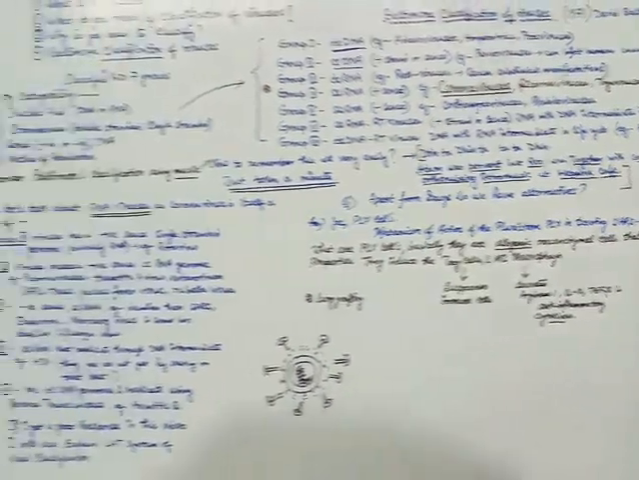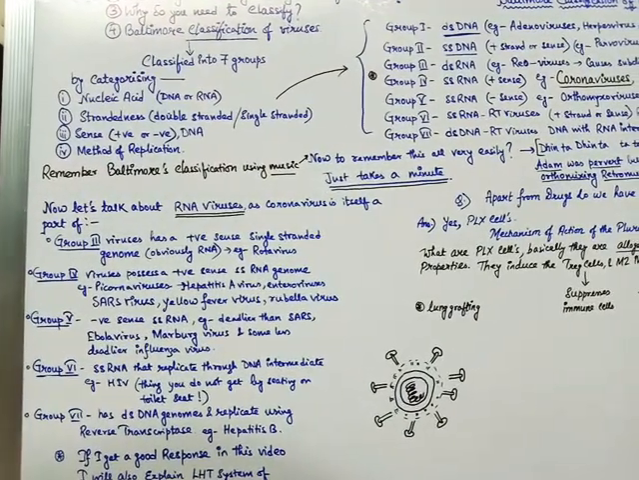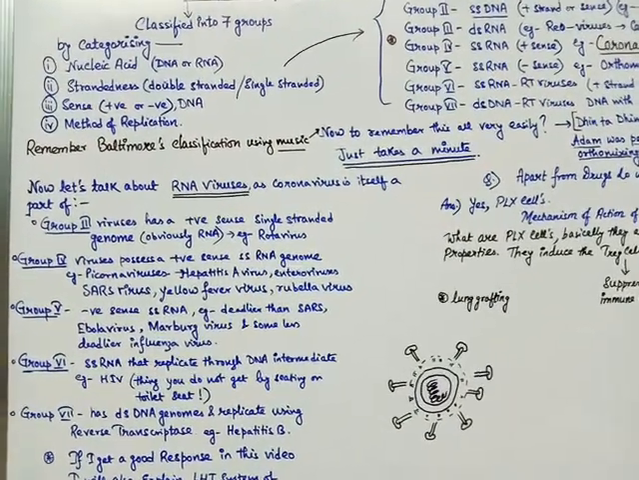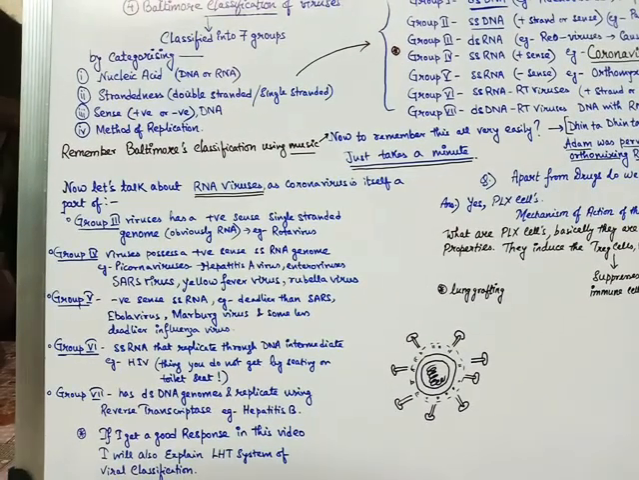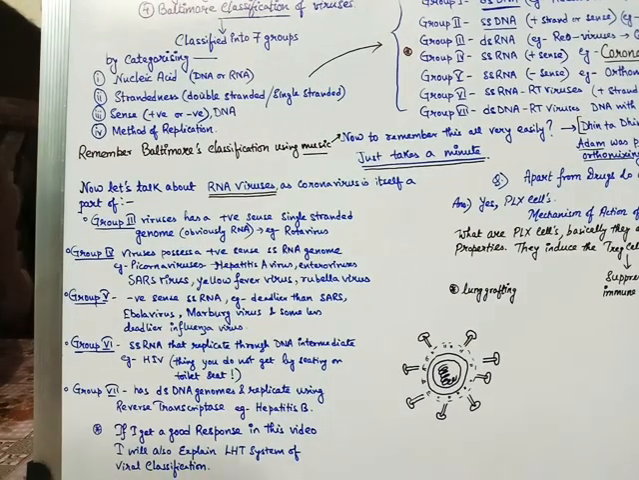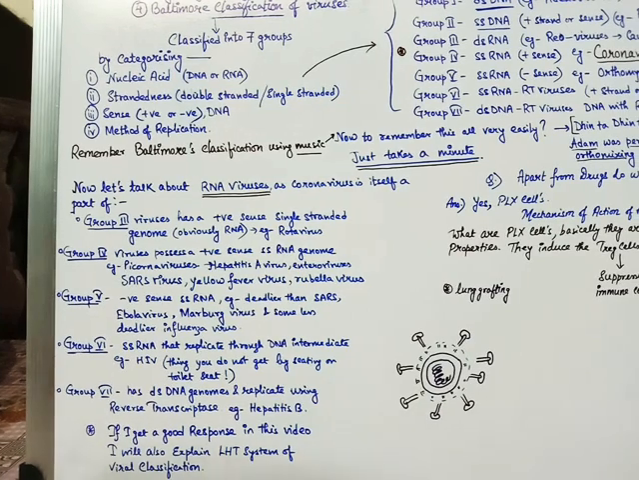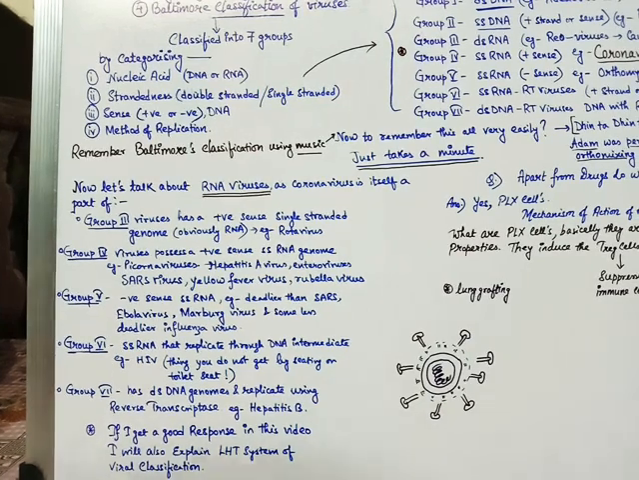Now let's talk about the RNA viruses themselves. What are these RNA viruses? What good do they do? Are they helpful? Are they harmful? So let's learn about them. Basically RNA viruses are group 3, group 4, group 5, group 6 and group 7.